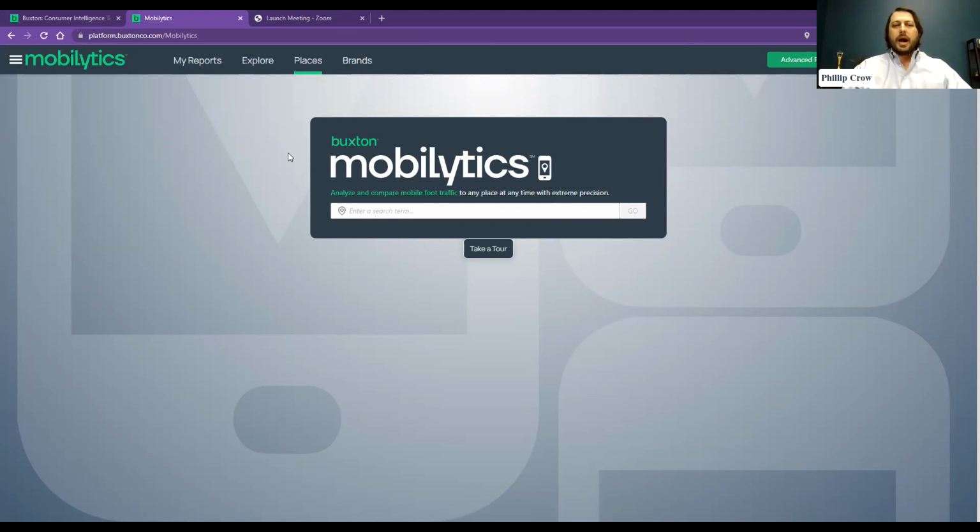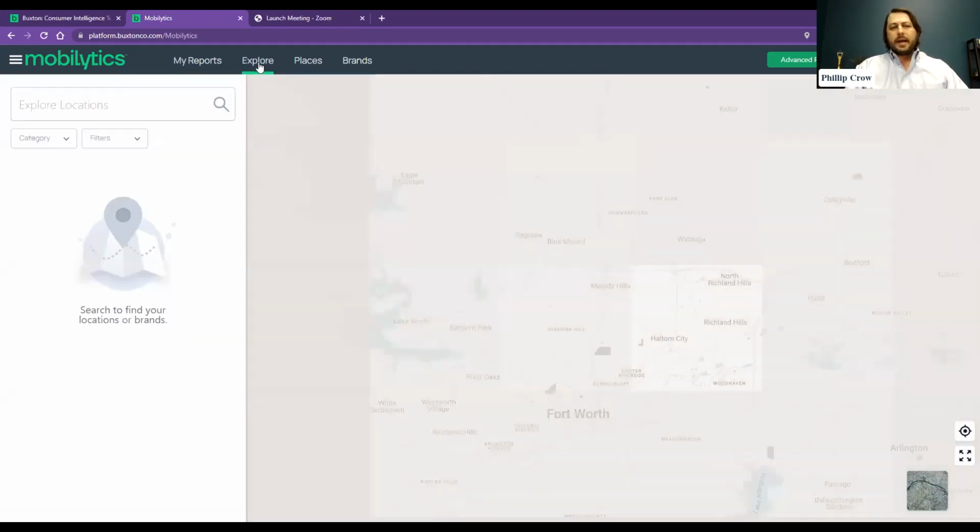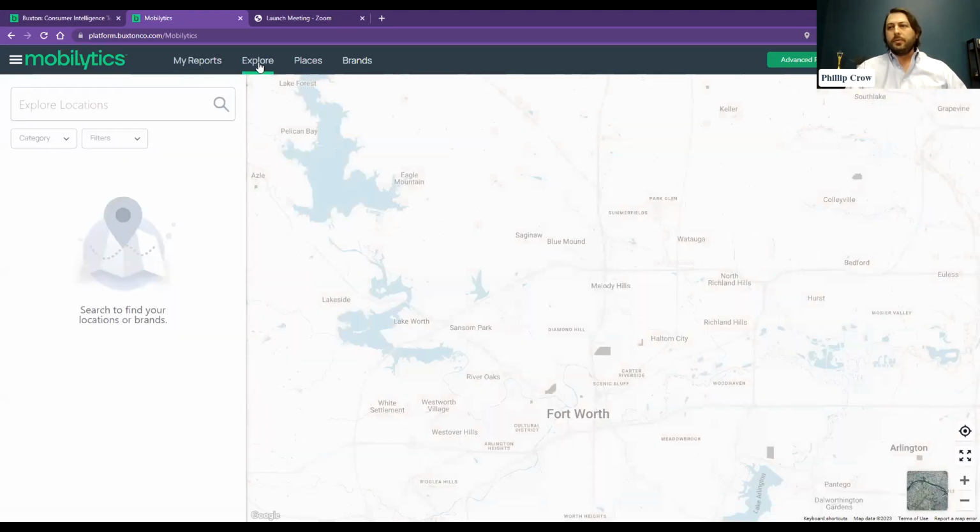But I did want to highlight one use case that we see pretty commonly with many of our users today. And it has to do with helping to really optimize their local marketing efforts.